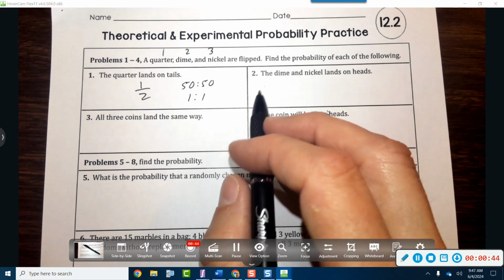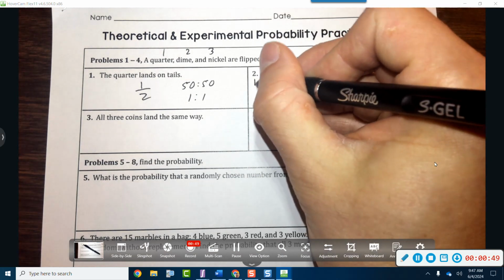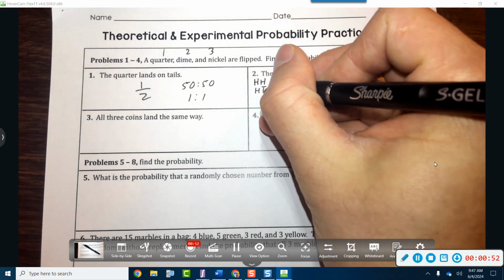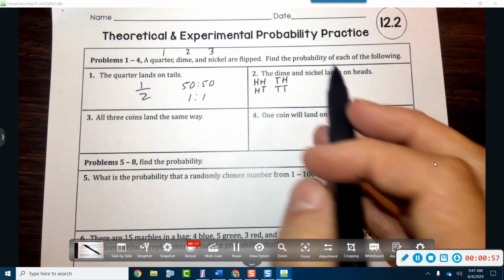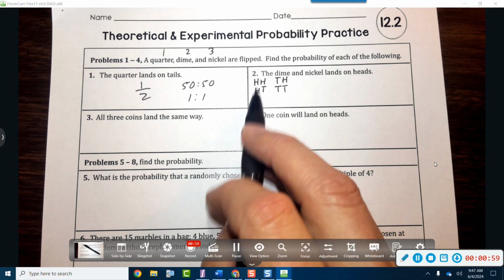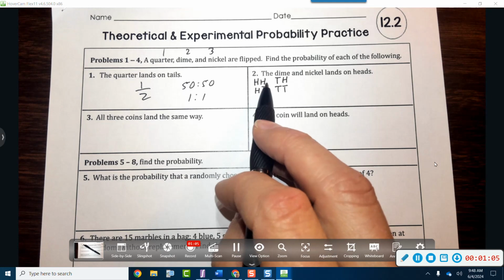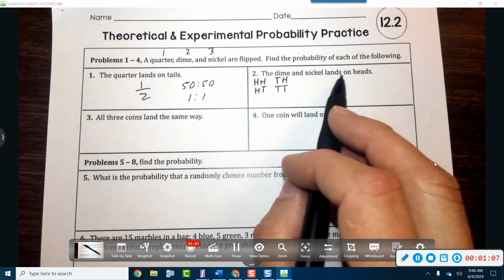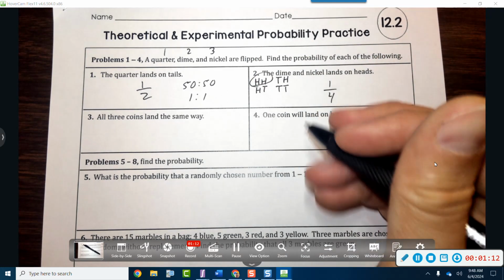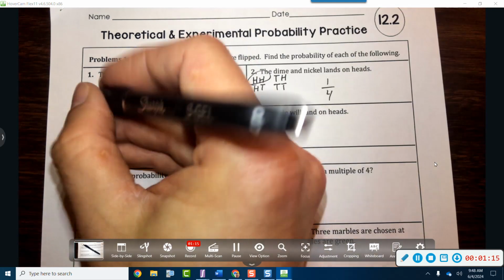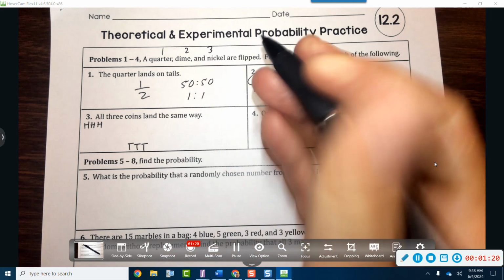But if you have a dime and a nickel and those landing on heads, then you need to draw a sample space of your conditions, right? The dime is the first event, and the nickel is the second event, and together they form one event. If it lands on heads, it's going to be 1/4. And then if you have all 3 coins landing the same way, we're looking at these 2 situations.